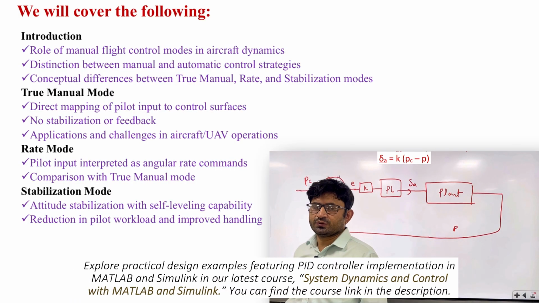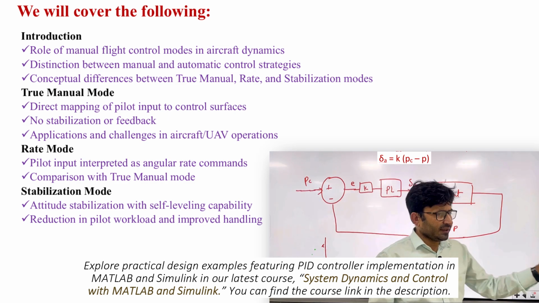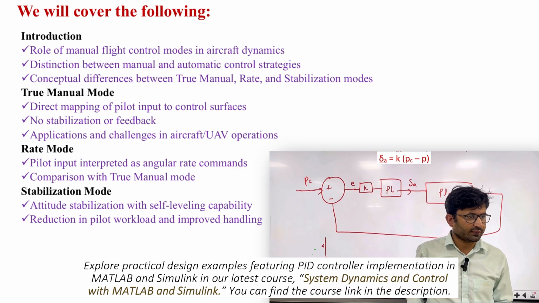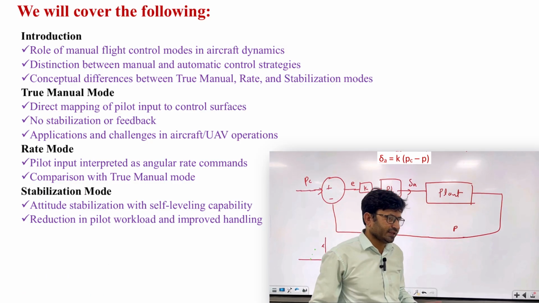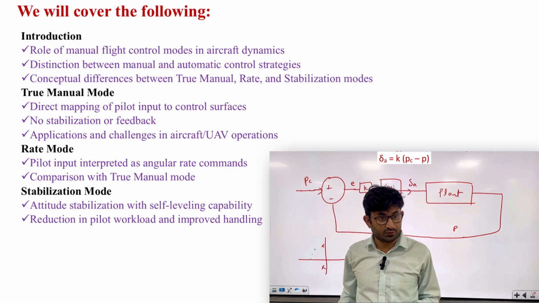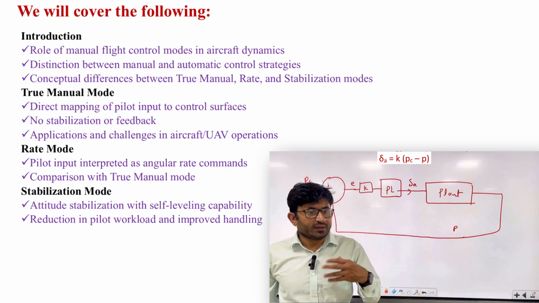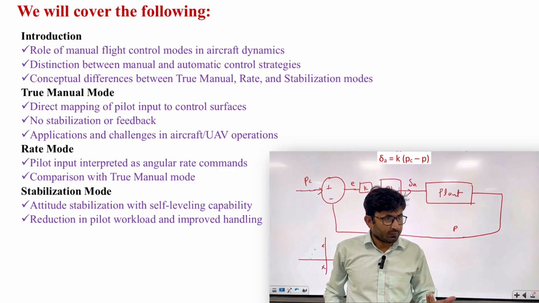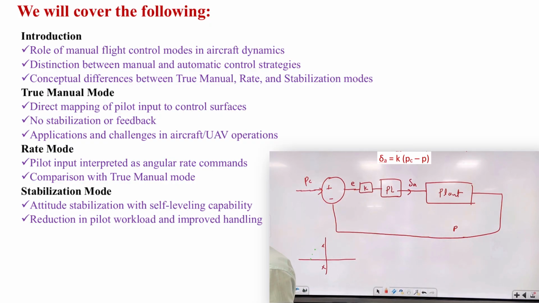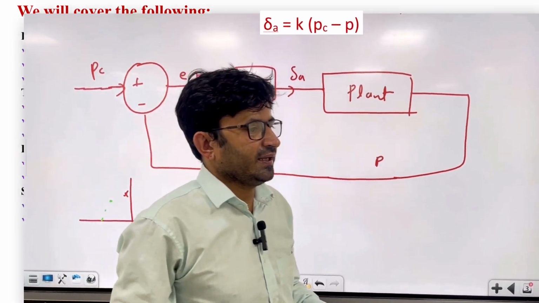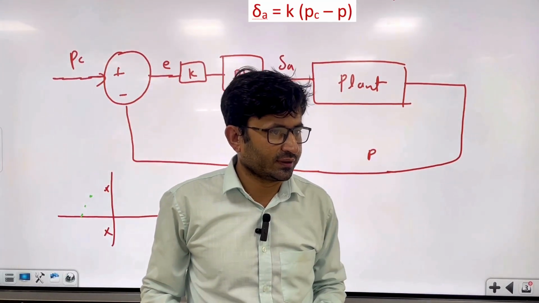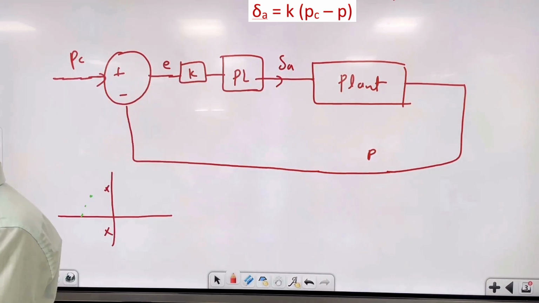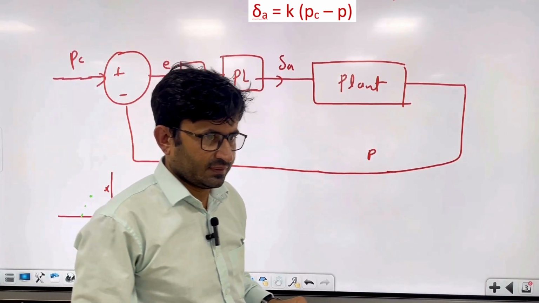Because it's important. There are many standard flight controllers, very good flight controllers like Pixhawk and all. So you should understand what kind of modes are inside and how they are actually working. There are many modes, like rate mode, true manual mode for example, and then stabilization mode, and there is a slight difference between them. For example, in a rate mode you will follow a tracking kind of controller, and in a stability augmented system you will find a stabilization type of approach.